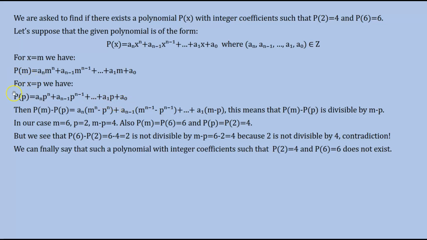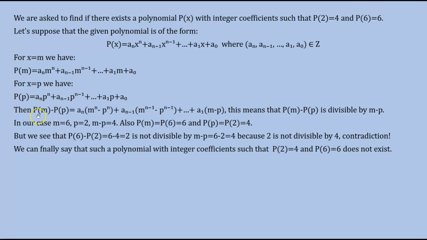Now, if we take the difference of these two values of the polynomial, we'll have that p of m minus p of p is equal to, we will factorize, a_n times (m to the power n minus p to the power n) plus a_{n-1} times (m to the power n minus 1 minus p to the power n minus 1), up to a_1 times (m minus p), and the two a_0s will cancel because the difference of them will be 0.